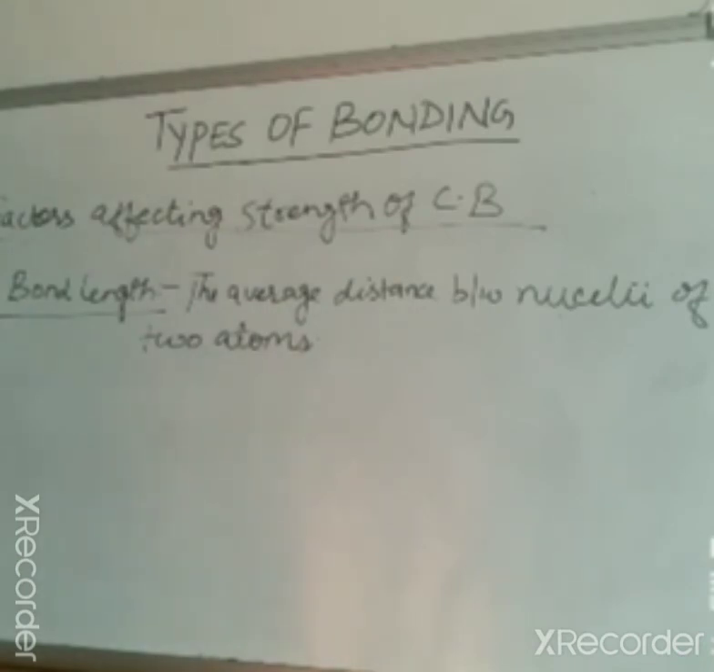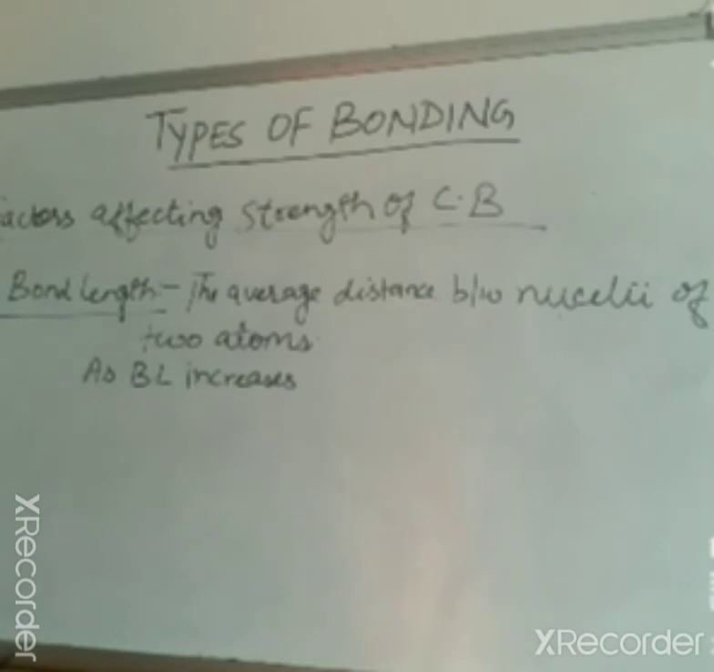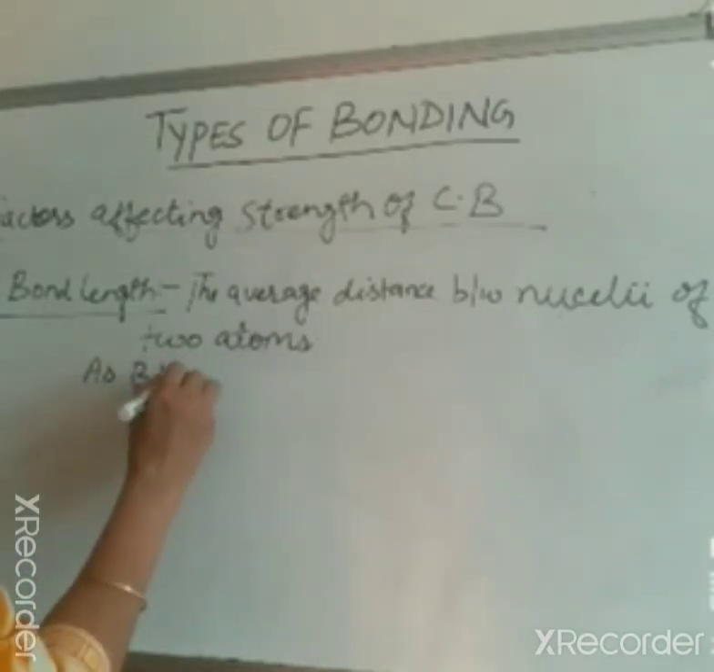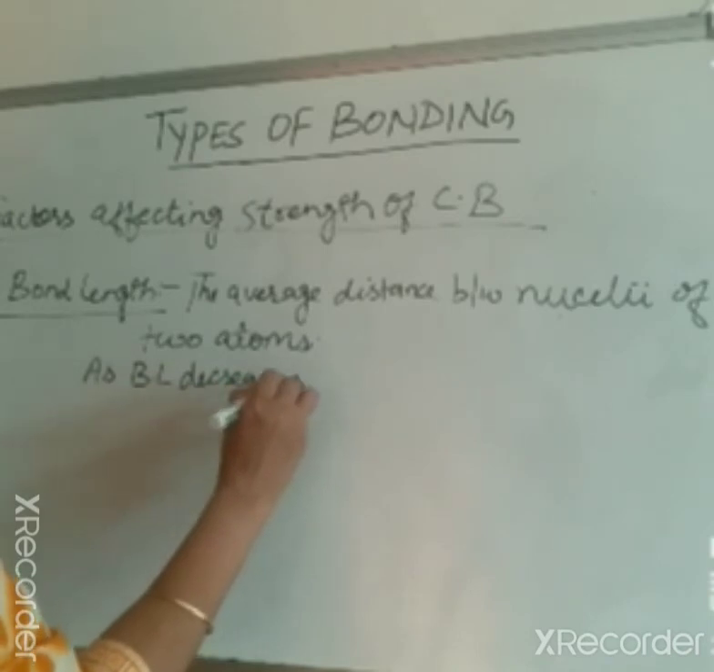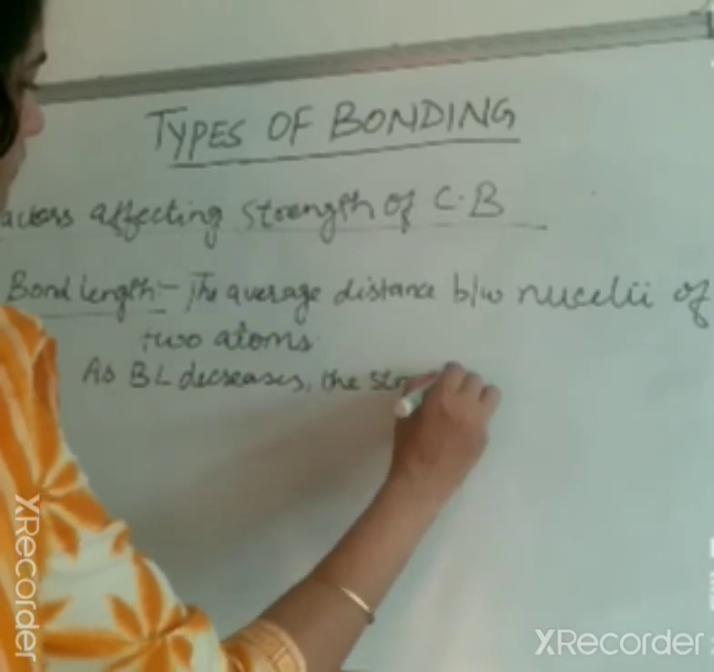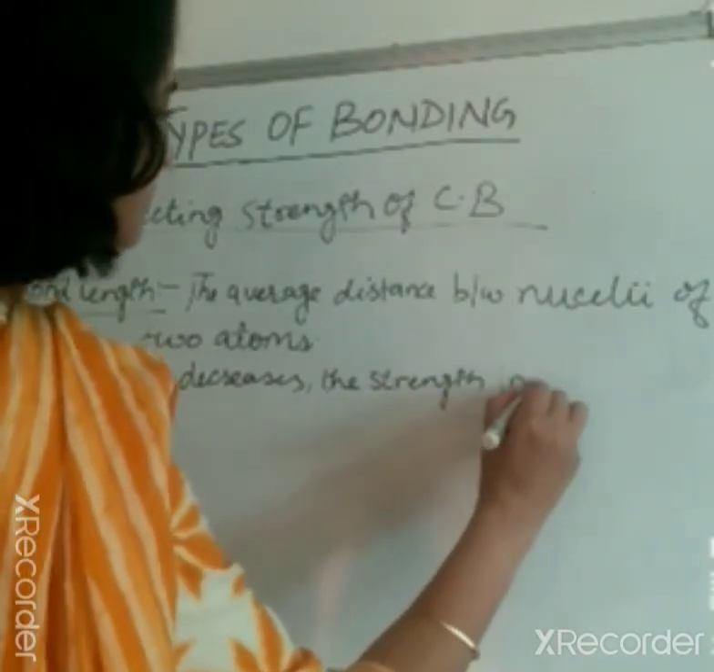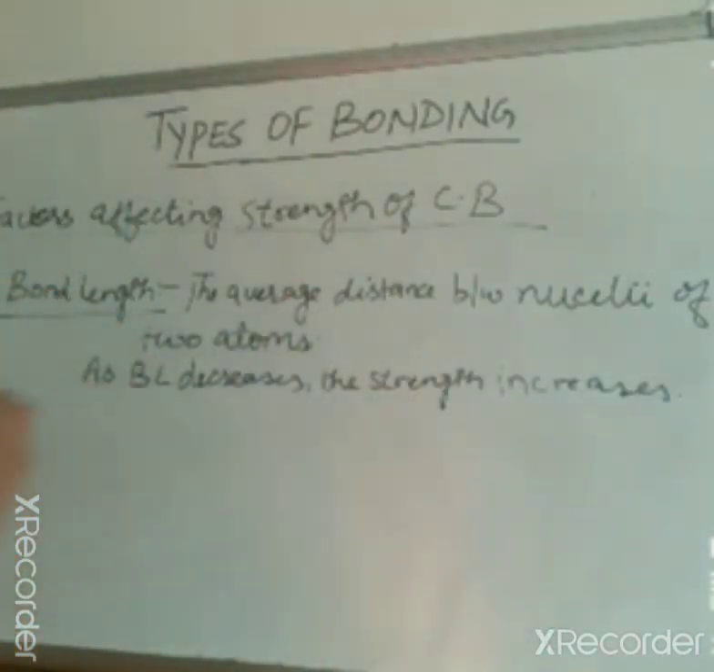So, as bond length decreases, the strength increases. For example, hydrogen. Hydrogen has to share only one electron with other hydrogen atom.